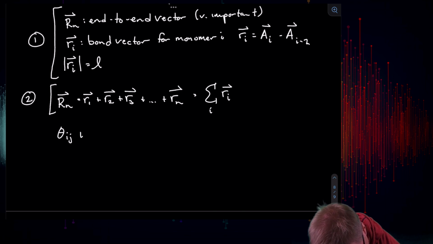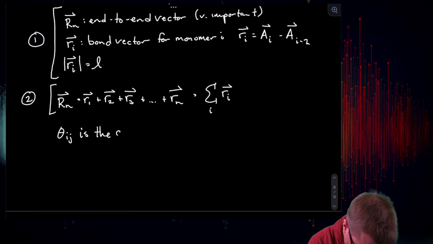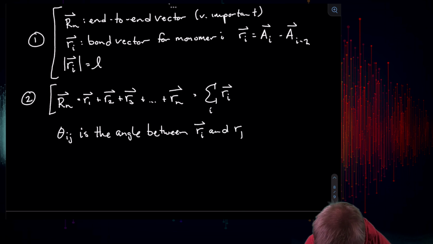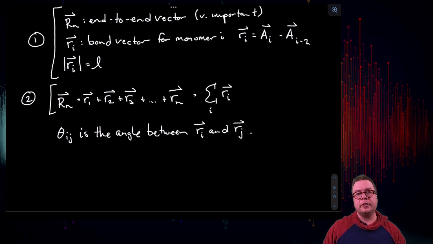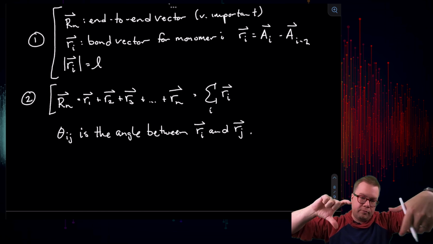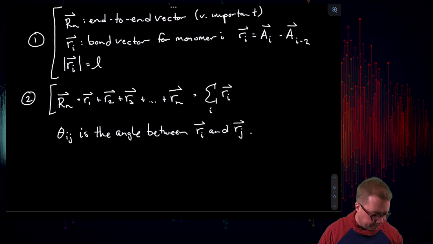And the final thing is that theta ij is the angle between vector r sub i and r sub j. So in other words, if you look at any two monomers in the polymer chain, there's going to be a bond vector associated with each of those monomers. And so theta ij will be the angle between two vectors that are separated along the polymer chain, right? Between monomer j over here and monomer i over here.